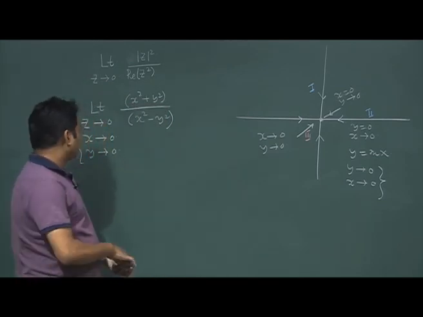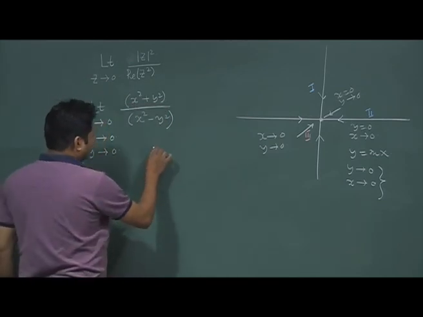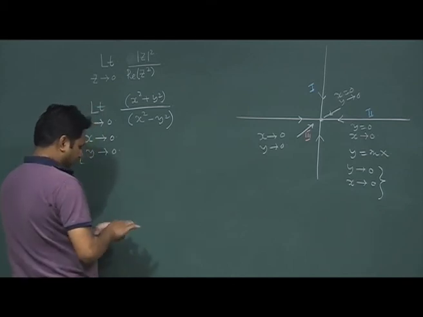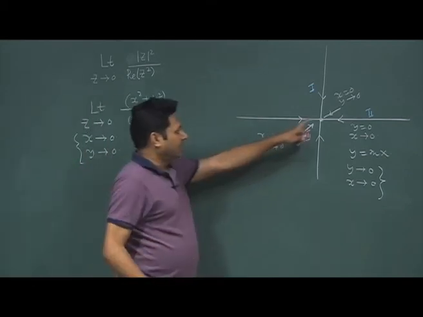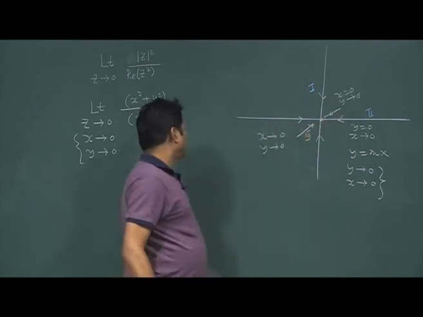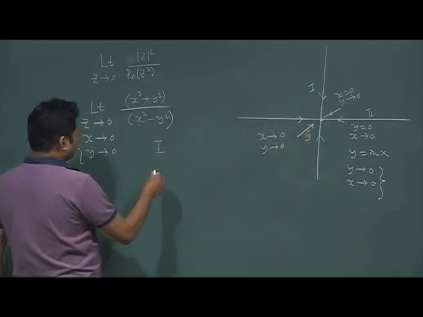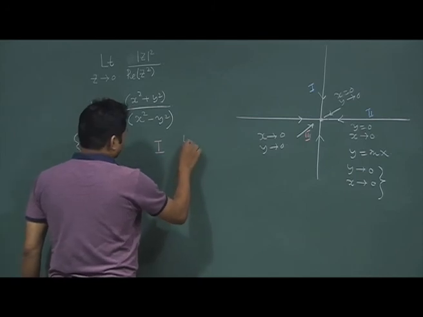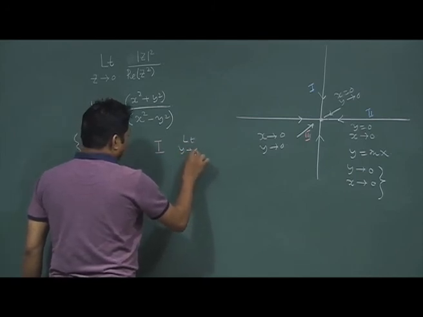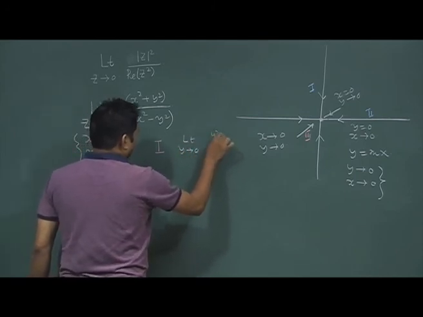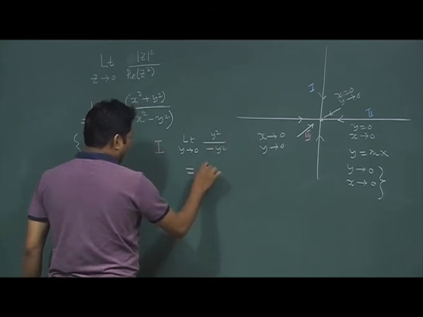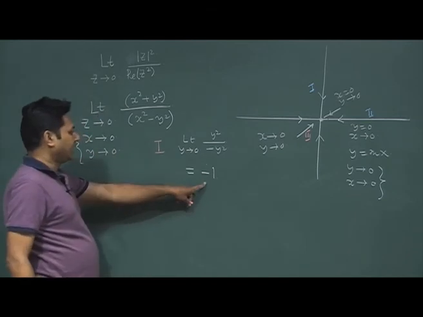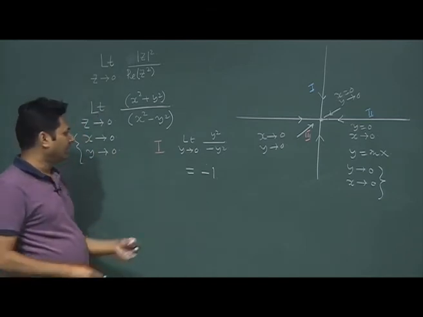So if I do, then you can readily understand for case 1, what happened: I put x equal to 0, y tends to 0. That gives you what value? Limit y tends to 0, the y square minus y square will cancel out, I will have a limit of minus 1. So I have in fact a value of the limit.